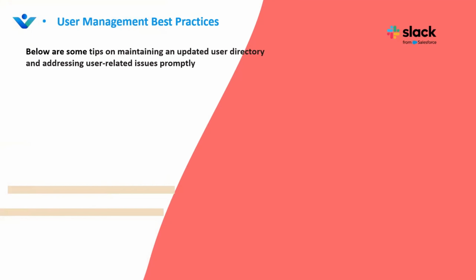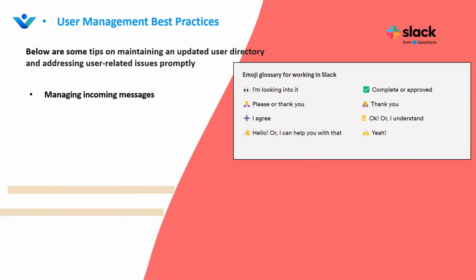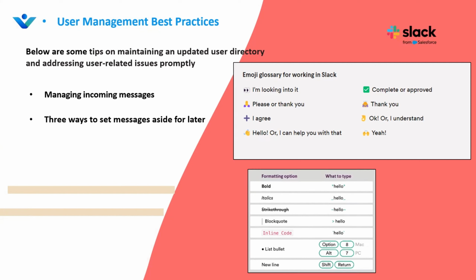Below are some tips on maintaining an updated user directory and addressing user-related issues promptly. Managing incoming messages: with this, you can respond quickly with emojis, organize a discussion into a thread, and share a past conversation with a click. There are three ways to set a new message aside for later: mark it as unread, set a reminder, or star the message.